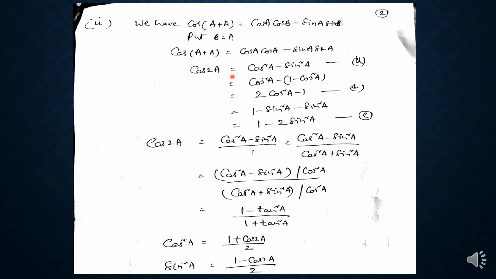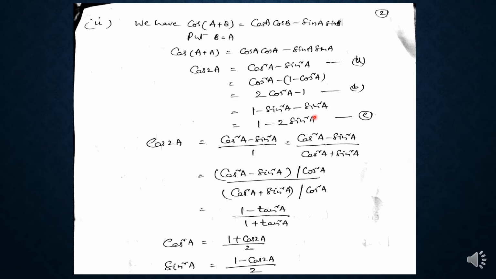So what is the first one? Cos 2a is equal to cos square a minus sin square a, that is in terms of cos and sin both. And the second formula is cos 2a is equal to 2 cos square a minus 1. This is only in terms of cos. And cos 2a is equal to 1 minus 2 sin square a. This is only in terms of sin. Thus these are the three formulas.